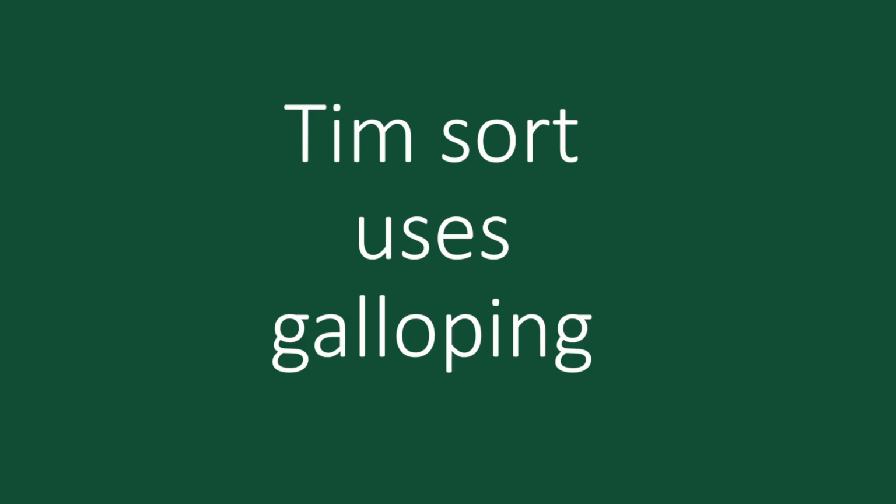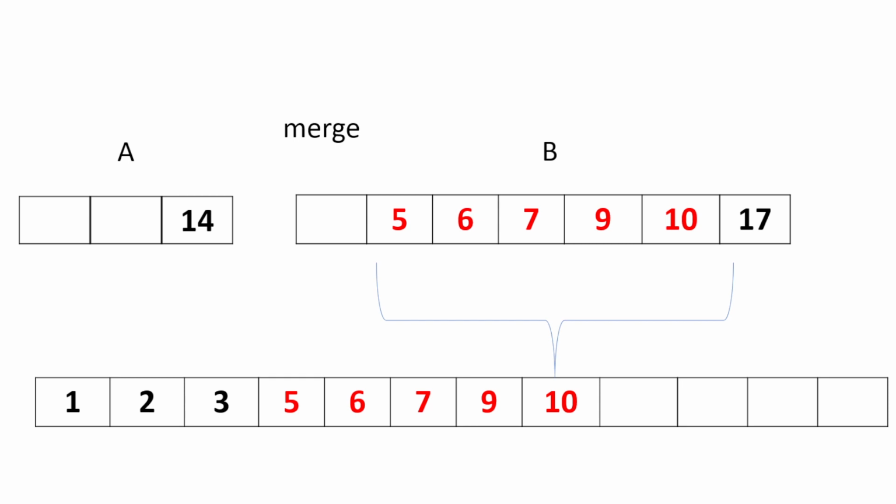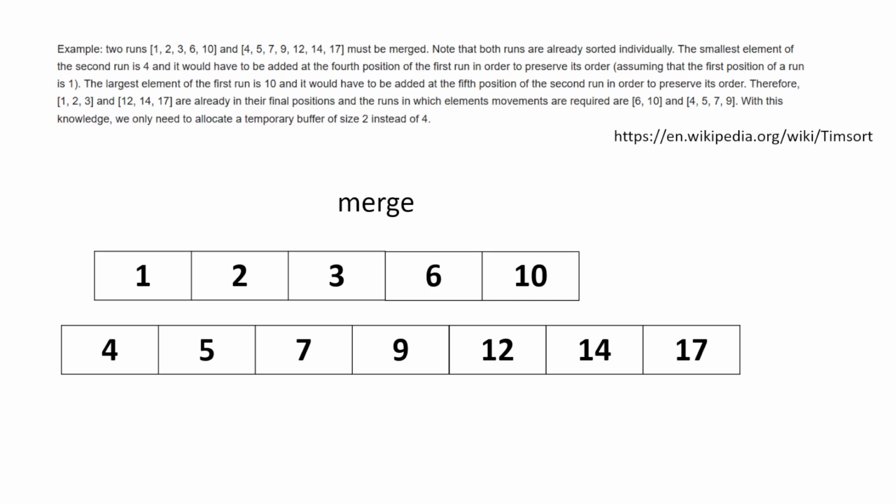Also, it uses galloping. So what does this mean? Well, here we've got two lists. Now we can see 1, 2 and 3 will just go into the main list, but you can see as well we've actually got a list, list B, that has numbers in consecutive order. So after the 1, 2 and 3 we could put the 5, 6, 7, 9 and 10 from list B straight in. So rather than try to make comparisons for each element, we can put a range in when we're merging. So another example of this, we can see here we've got some numbers.